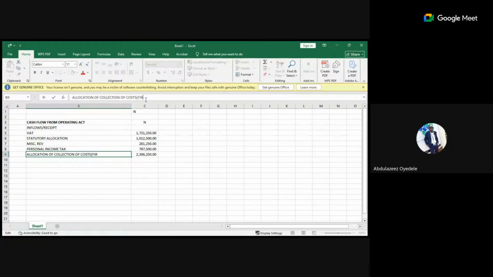The next item is share of statutory allocation. We have used that. CRF charges, that's Consolidated Revenue Fund charges. Those are the charges that were made from the Consolidated Revenue Fund account. Those are also payments. Then we have grants and subvention from foreign donors. So this also is an inflow. It means foreign donors sent money to the federal government to use. So this is one item of inflow that we need. That is 56,250. So please post that one as well.